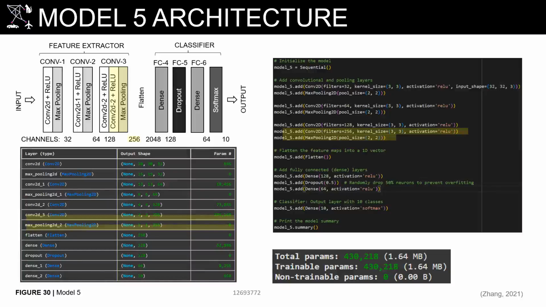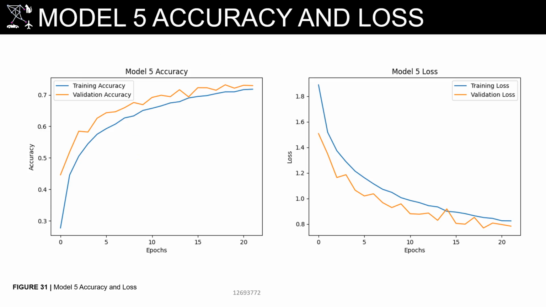Model 5 removed L2, going back to Model 2 as a base. It then took inspiration from the Zhang 2021 discussion on AlexNet and added an extra convolution and pooling layer as seen in Figure 30. With 256 filters, extraction of more complex features is possible. Epochs were increased to 30, just in case. Figure 31 shows Model 5 has the best accuracy and loss out of the 5 models.